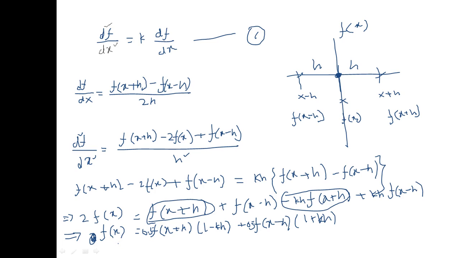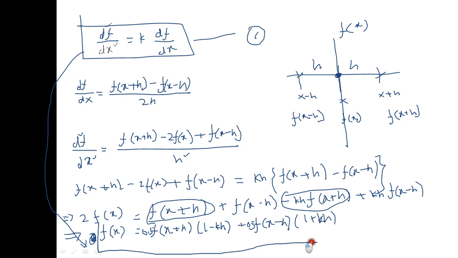From this equation we can make a matrix or something like that. It's very easy. In the next lecture I'm going to show you how we can do it. We have transformed this ordinary differential equation to a finite difference approximation. Here it is the finite difference approximation.